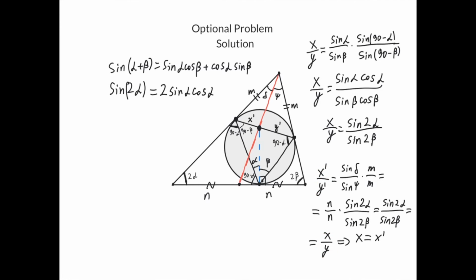From here, it easily follows that x equals x prime and y equals y prime, which means that the median intersects this line at the same point at which the perpendicular from this point intersects that same line. And so the problem is solved.